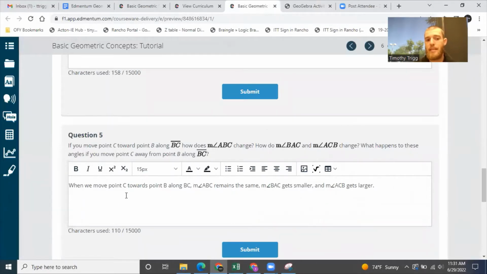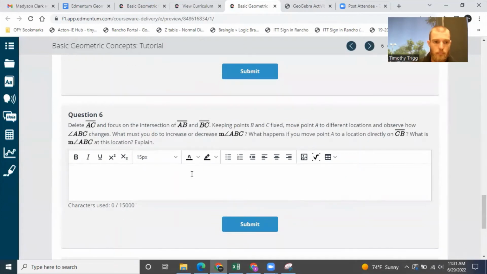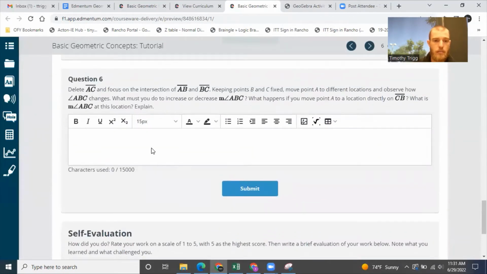When we move point C away from point B along BC, the measure of angle ABC remains the same. So angle B remains the same. BAC gets larger, and then ACB gets smaller. Question 6. You may need to pause and write that out.